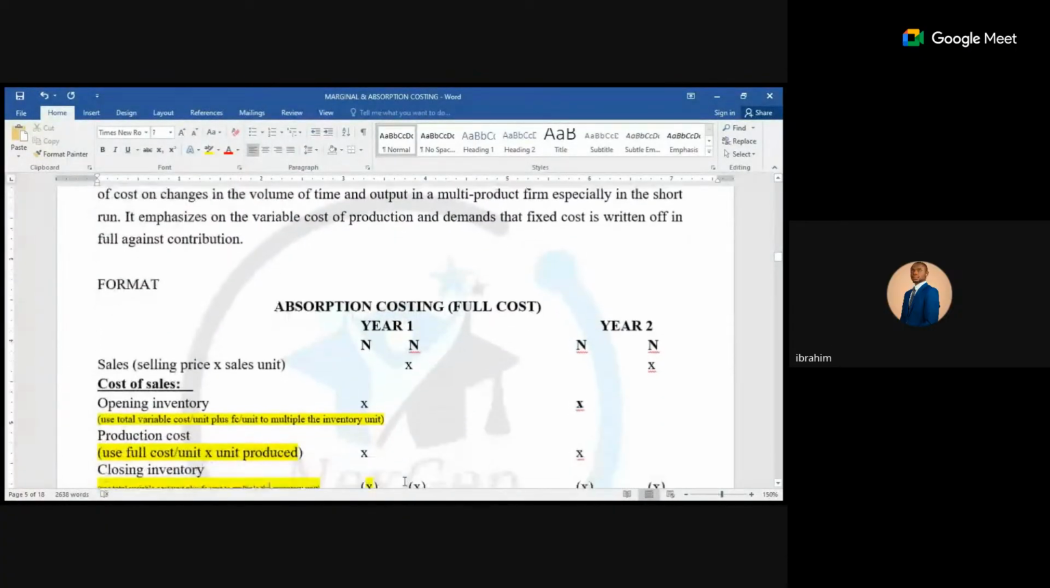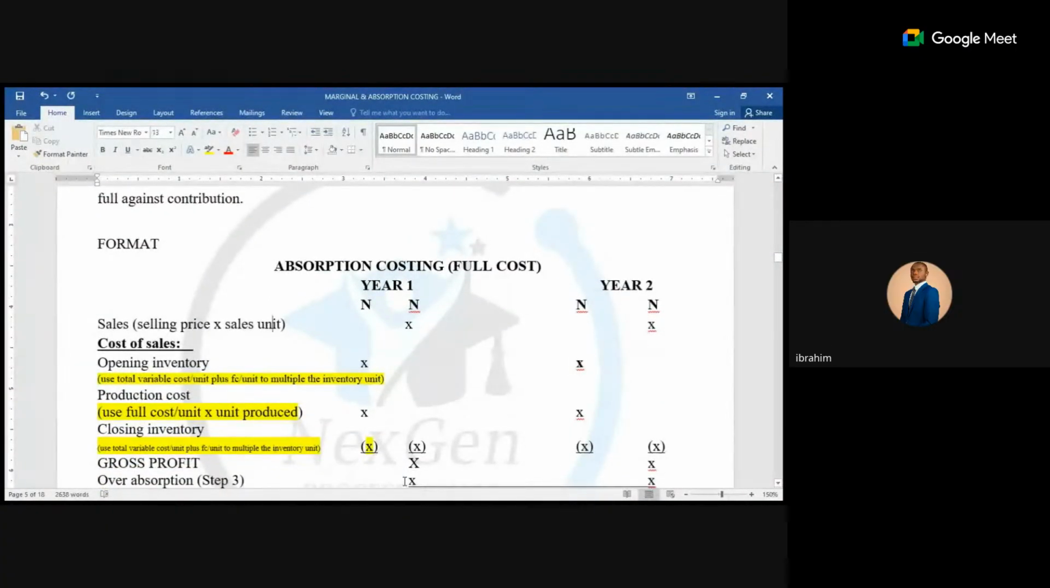Now we have the format here. I'm supposed to extract this format. We're supposed to prepare this format from scratch, right? Just like the way we did our marginal costing, but permit me to use this format.